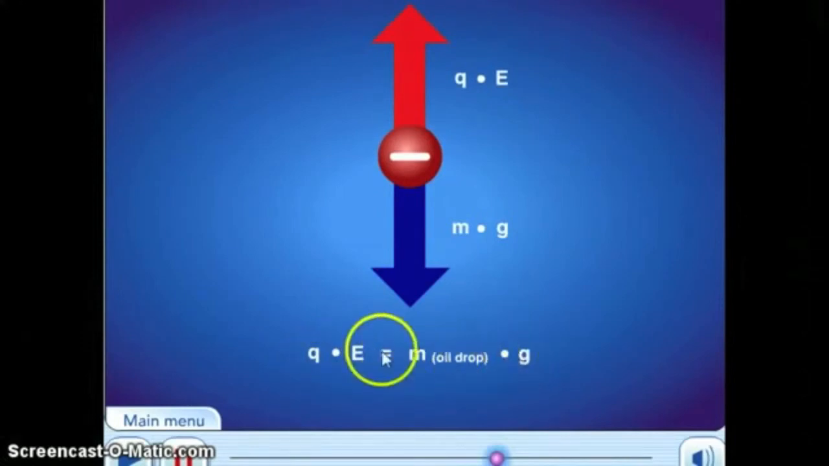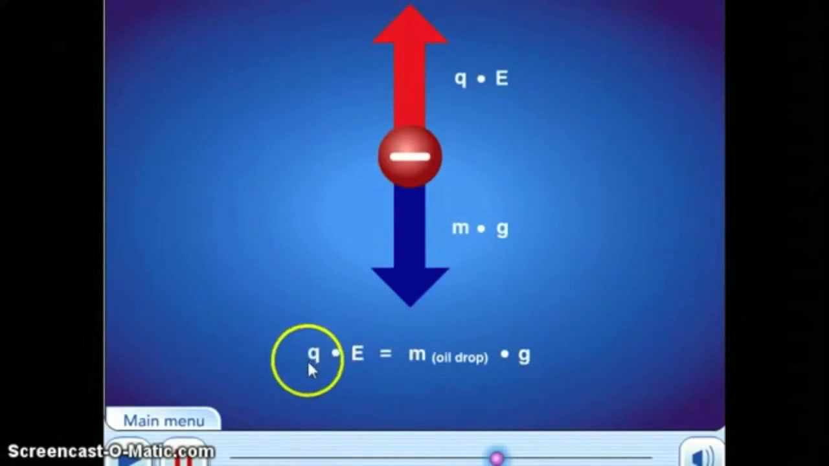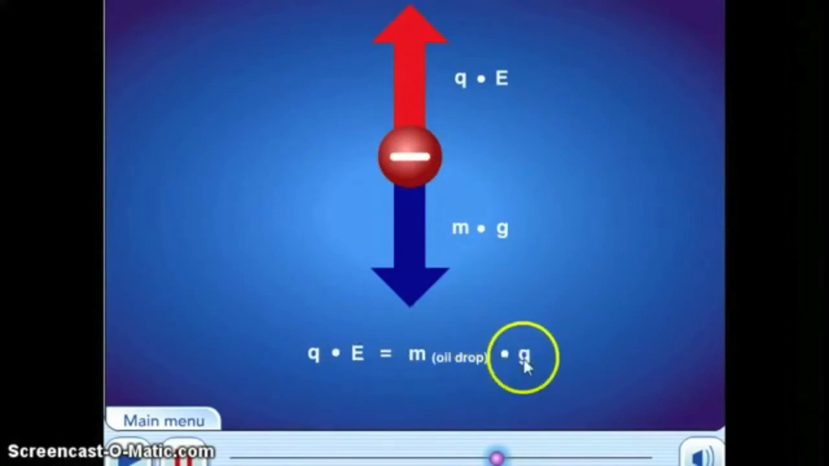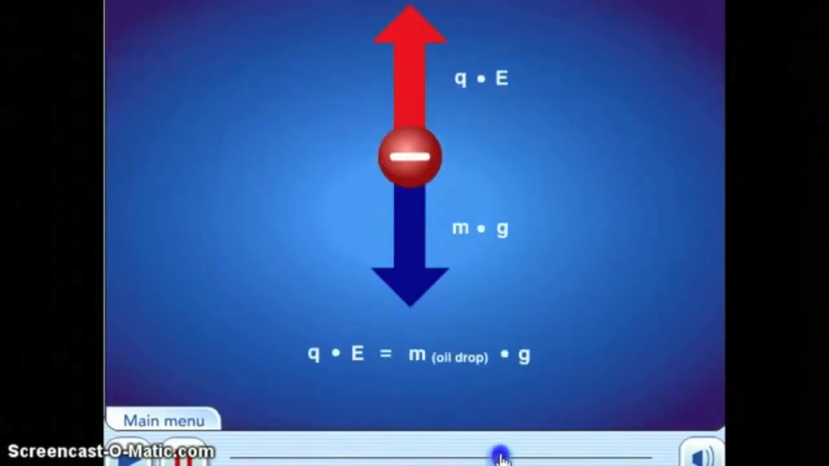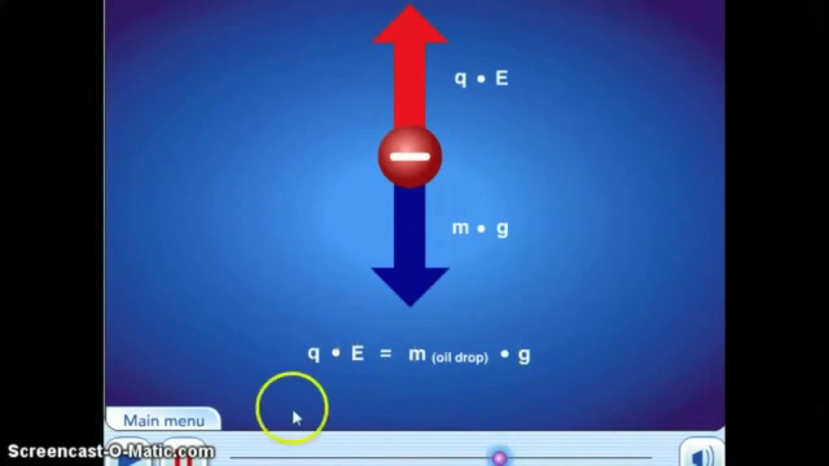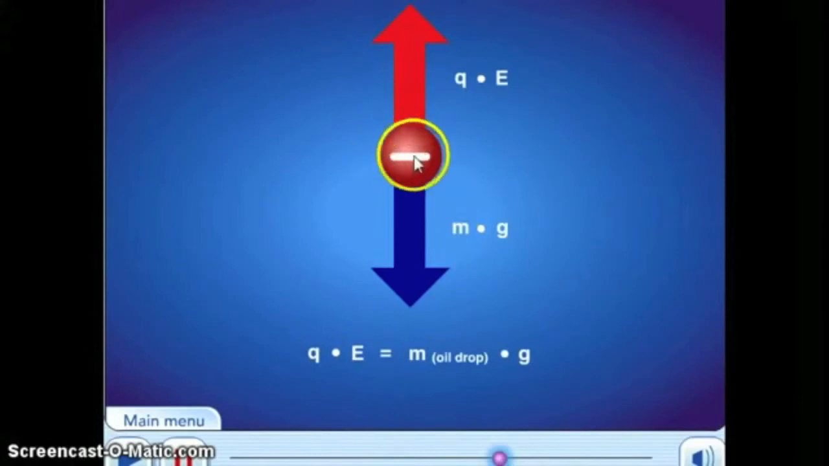Now remember, what he wants to determine here is the value of Q, which is the charge on the droplet. So he knows all these three, which he does. He knows g because that's a constant. He knows the mass of the oil droplet. He could measure that. He knows the E because E is what he controls using that box earlier that I was showing you. He controls it using this. So as a result, he knows all these three components, so he can use that to calculate Q. And Q, of course, is the charge of all the electrons on the oil droplet.